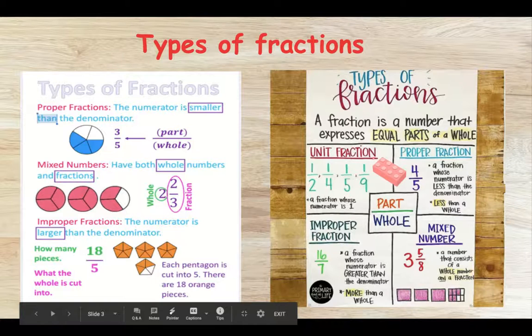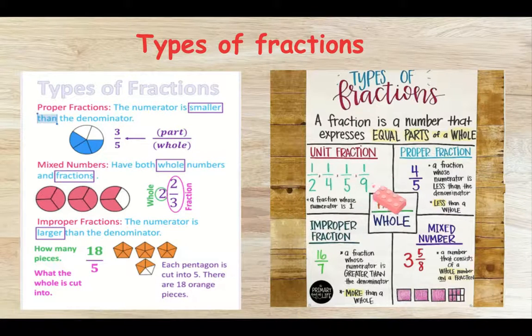The next type of fraction we will talk about is unit fractions. These are fractions that have the numerator as 1, like 1/2, 1/4, 1/5, 1/9. The other kind of fraction that we will talk about is mixed numbers. These fractions are a combination of whole numbers and fractions. For example, whole number 2 and 2/3, which is the fraction.